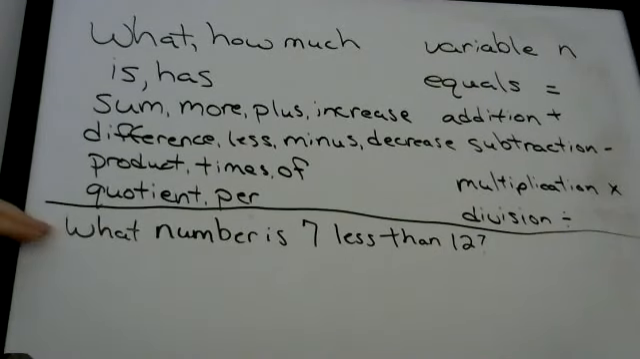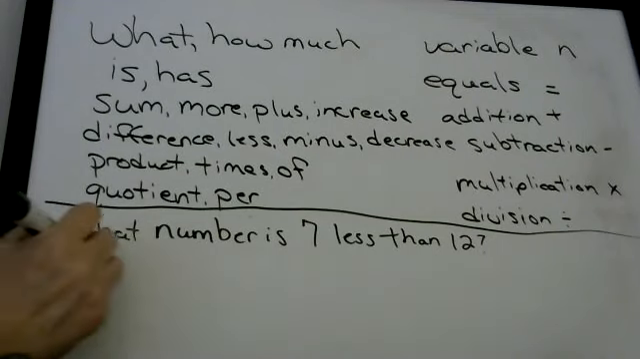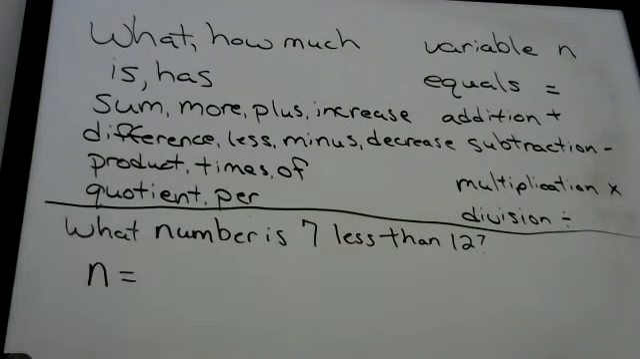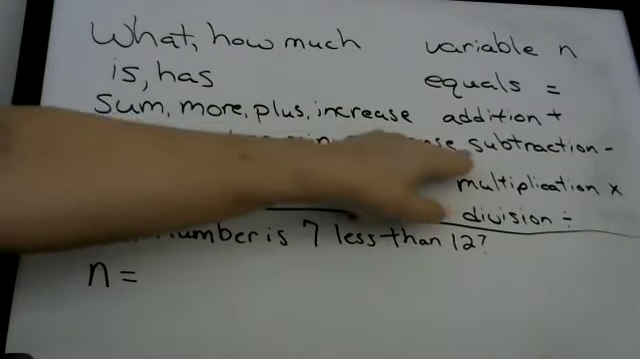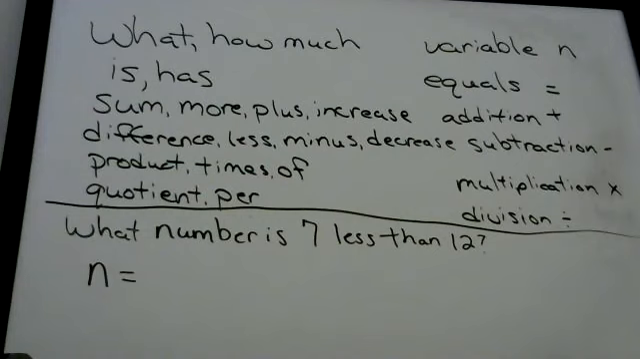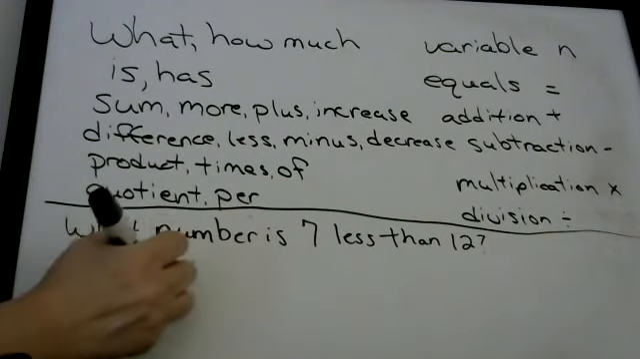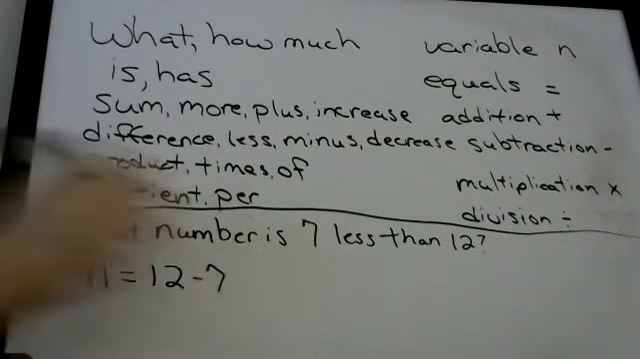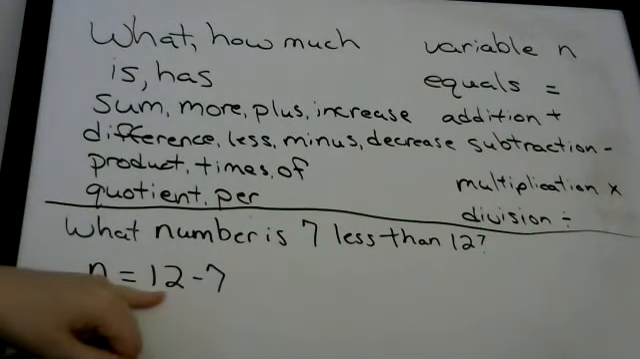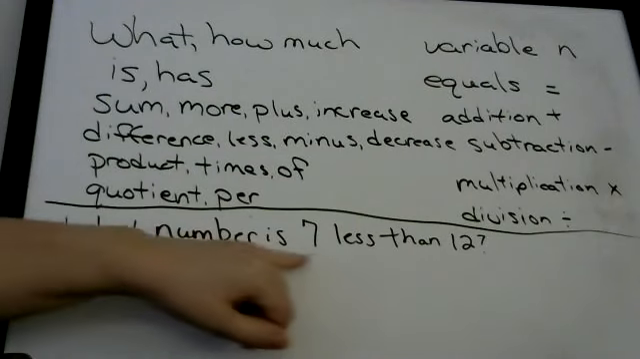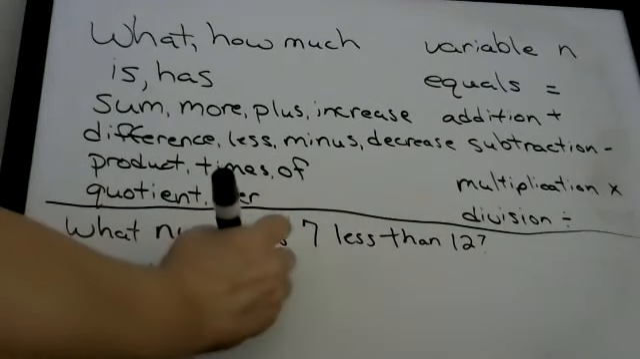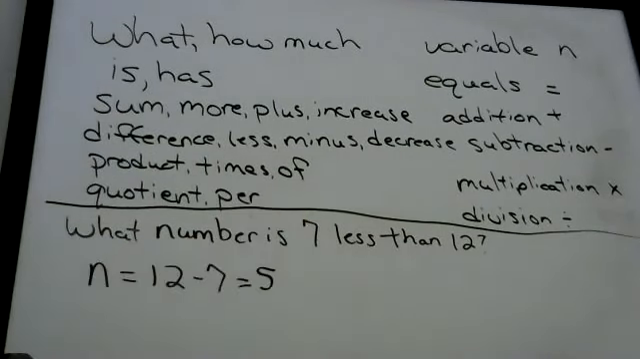Here's another one. What number is 7 less than 12? We're going to do some sort of subtraction. If you think about it, 7 less than 12, so 7 fewer than 12, we're going to subtract off 7 from 12. So the subtraction is going to be 12 minus 7. So what number is 7 less than 12? It's just 12 minus 7, or 5.